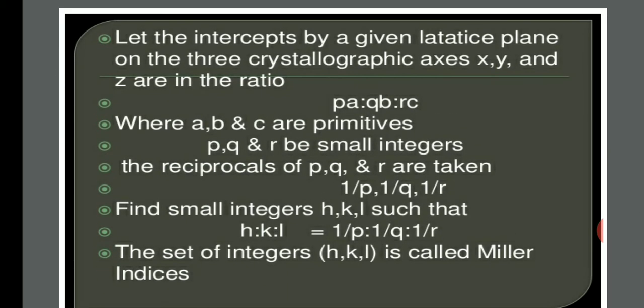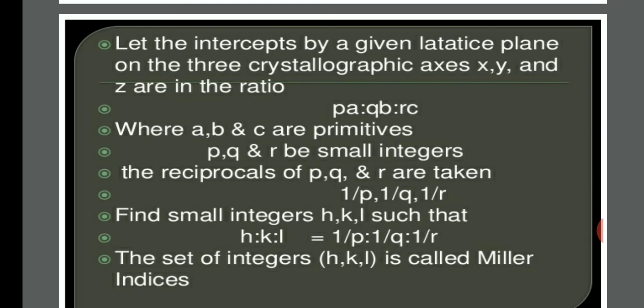Let the intercepts made by a given lattice plane on the three crystallographic axes x, y, z be in the ratio pa, qb, rc, where a, b and c are the primitives, and p, q, r are small integers. Take the reciprocals of p, q, r: 1 by p, 1 by q, 1 by r. Find the smallest integers h, k, l such that h : k : l equals 1 by p : 1 by q : 1 by r, and the set of integers hkl is called the Miller indices.